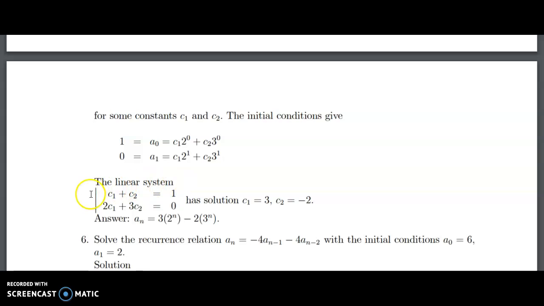And we have to solve this linear system. If you multiply the first equation by -3 and add the result to the second equation, you'll get negative c1 equals -3, so c1 is 3, and in that case c2 must be -2. So replace the coefficients in the formula, you get this sequence. It satisfies the recurrence relation and the initial conditions.